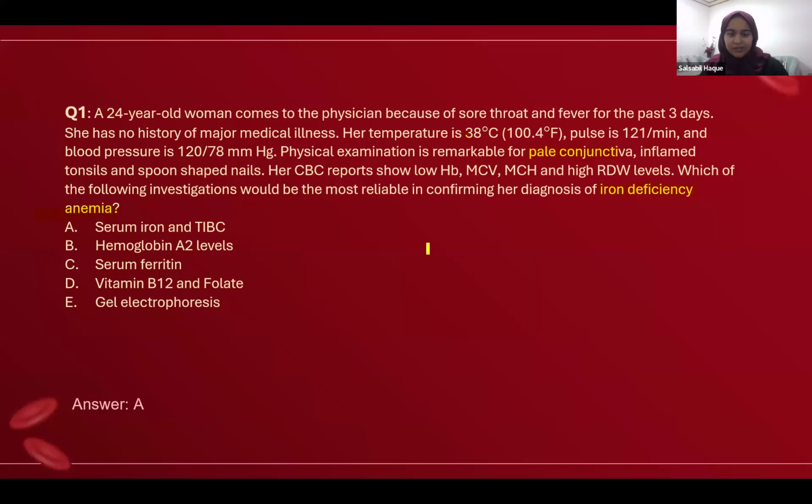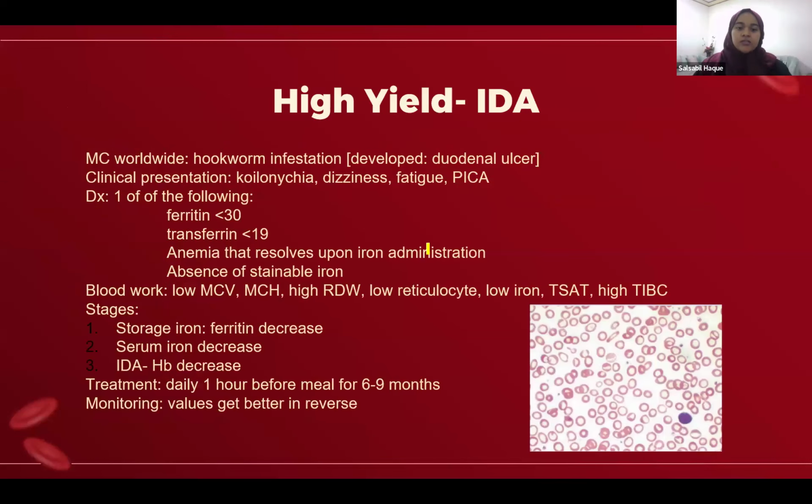Okay, is this clear or should I explain it again? Because I know at first glance it seems like the obvious answer is ferritin. However, please try to go over the question one or two more times and then it will be clear, inshallah. Okay, so just a few points about iron deficiency anemia.